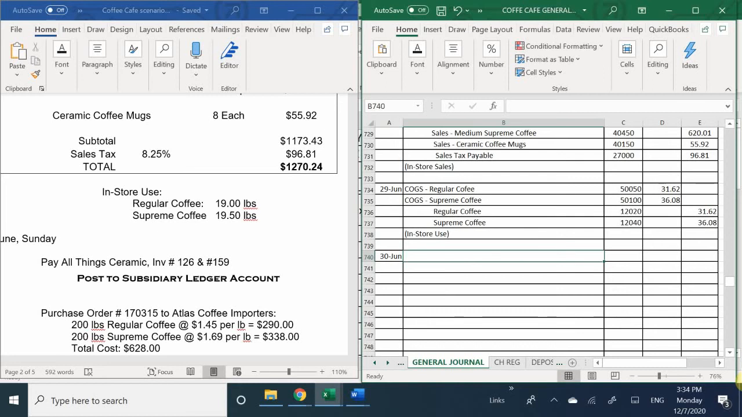So this will be accounts payable. Yes, accounts payable. Wait a minute, why am I taking so long to figure that one out? Accounts payable. And where's that? That's the 20,000.